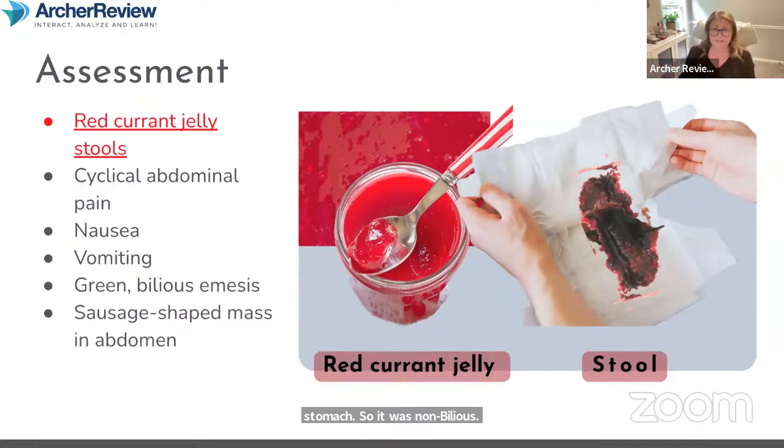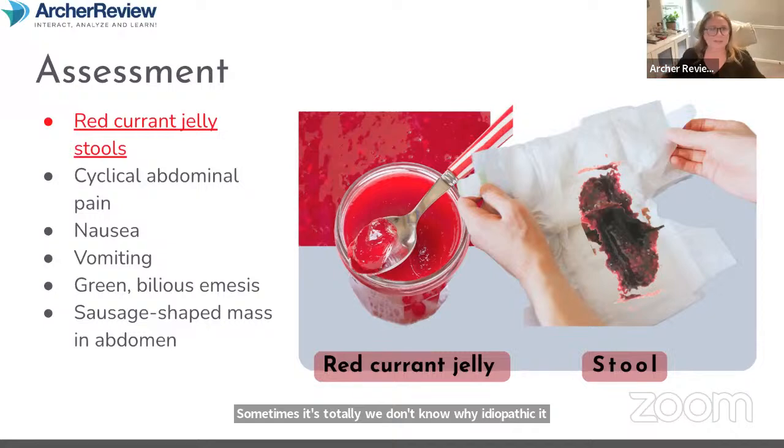Now, what causes intussusception? Great question that we don't have a perfect answer to. There are some viral infections that increase the risk of intussusception, but they don't always cause it. Sometimes it's totally, we don't know why, idiopathic. It's just a random thing that happens a little bit in that toddler age. And it's not super common, but if you work in a pediatric ER, you are definitely going to see this at some point in your career.